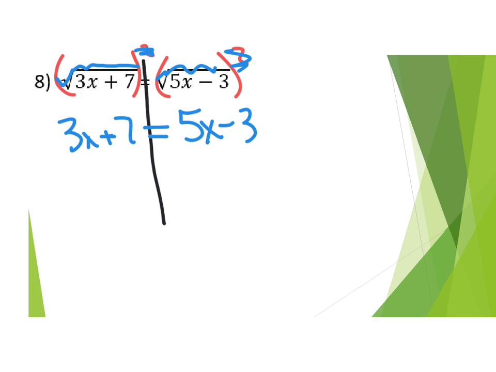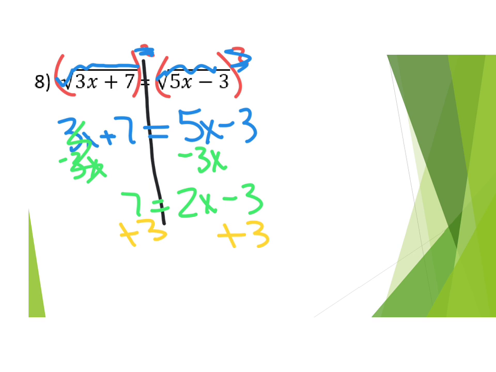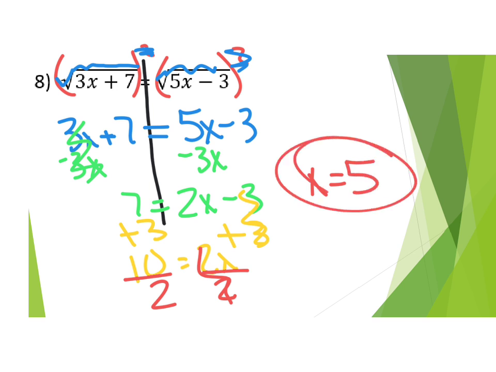Now we just have variables on both sides, so we'll subtract 3x to get the variables on one side. That will cancel, so 7 equals 5x minus 3x is 2x minus 3. Add 3 to both sides. 7 plus 3 is 10 equals 2x. Divide by the 2 since it's with the variable. And x equals 10 divided by 2 is 5.